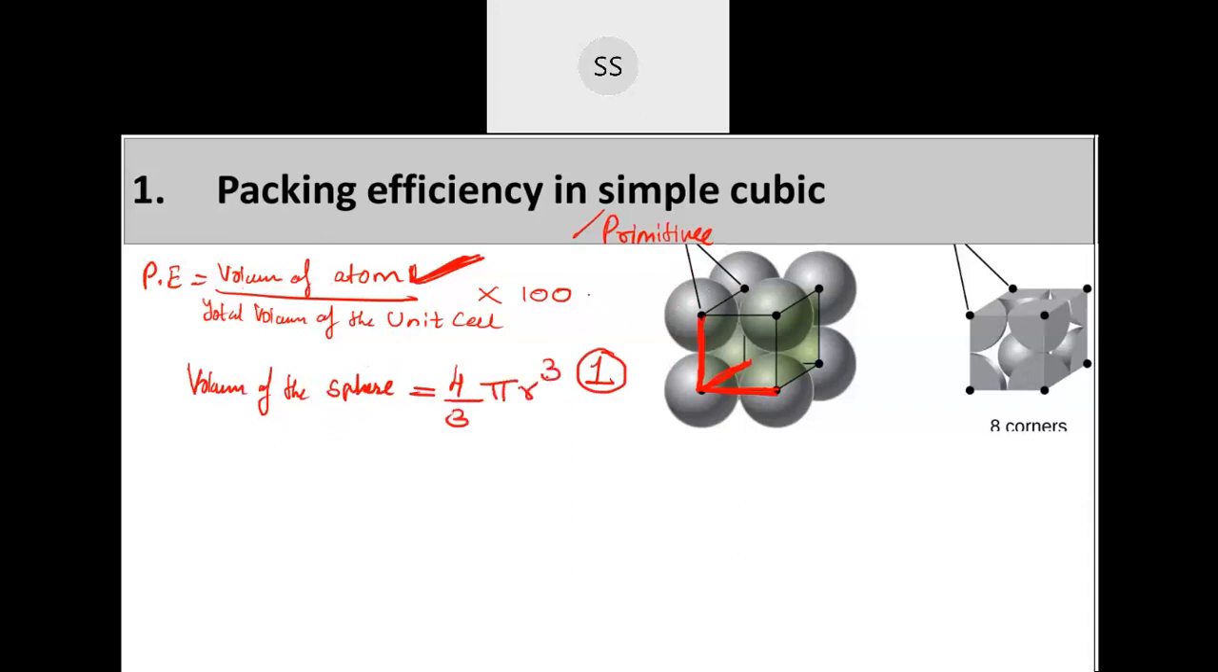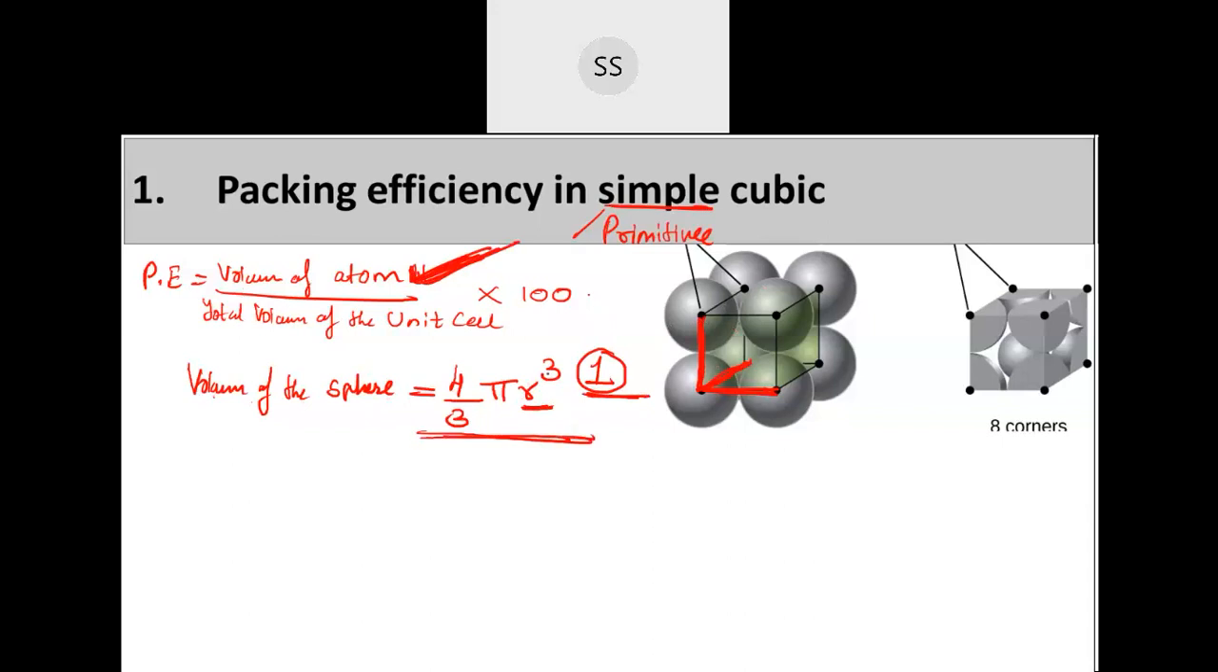This r value will depend on the atom. Different atoms will have different radius, so depending on that, you are going to calculate the volume of the sphere. So this first part is clear, how we calculate the volume of the atom. First you need to know how many atoms are present in that particular unit cell. Since it is a simple cubic unit cell, the number of atoms is 1, so you are going to write the volume of only one sphere: 1 into 4 by 3 pi r cube. So this one part we have finished.